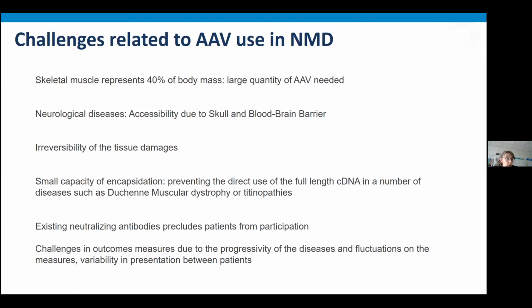Another element is that a lot of people have already been in contact with AAV, so they are seropositive, and so the existing neutralizing antibodies can prevent a patient from entering a clinical trial. And of course, in these diseases the evolution is usually slow, so you need to define precisely the criteria that you're going to use to say that your therapy is efficient. So these are the different challenges.